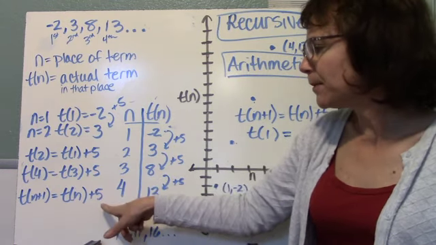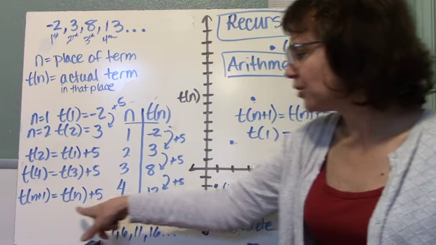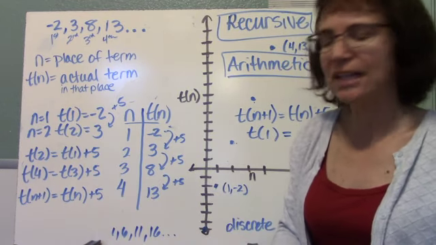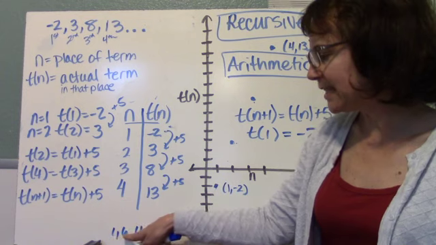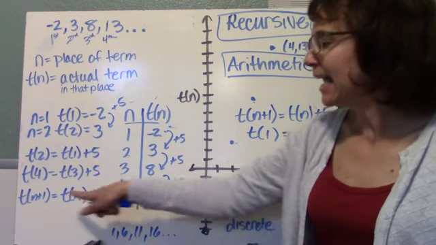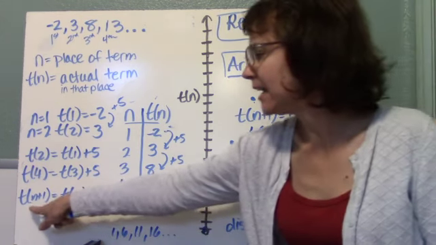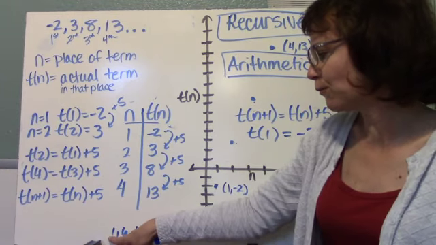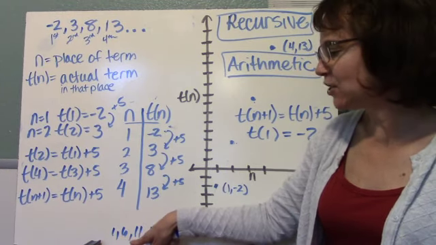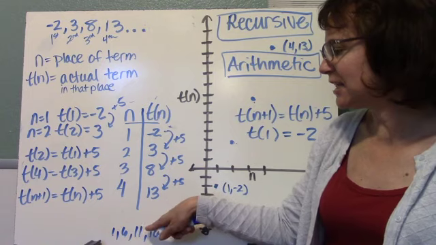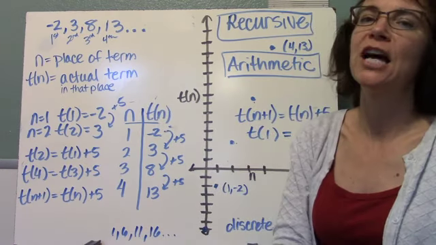The only problem with this is that it's sort of general. It doesn't tell us where we're starting. In fact, the sequence 1, 6, 11, and 16 actually does the same thing that this tells me here. So I take the term before, I add 5, I get to the next term. So I can see this follows the same pattern, but it's not the sequence we're talking about.